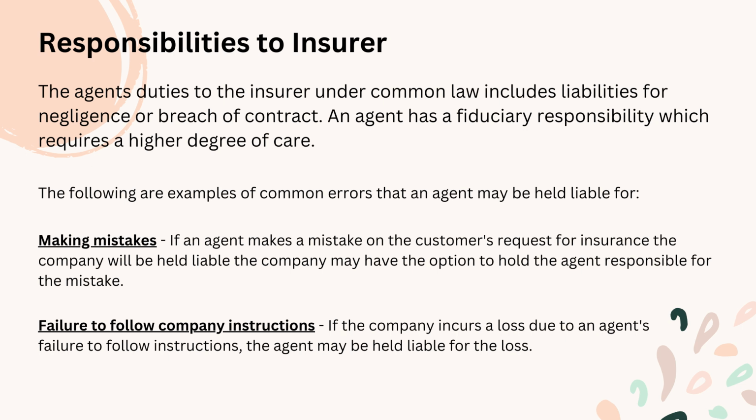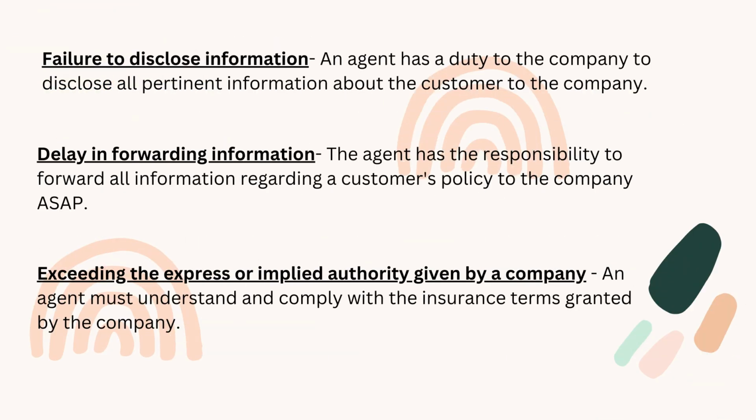Failure to follow company instructions. If the company incurs a loss due to an agent's failure to follow instructions, the agent may be held liable for the loss. Failure to disclose information. An agent has a duty to the company to disclose all pertinent information about the customer to the company. Delay in forwarding information. The agent has the responsibility to forward all information regarding a customer's policy to the company ASAP. Exceeding the express or implied authority given by a company. An agent must understand and comply with the insurance terms granted by the company.